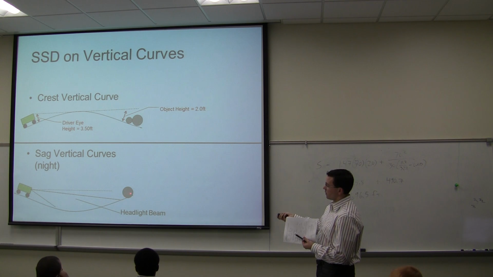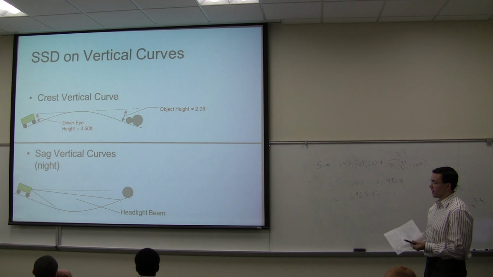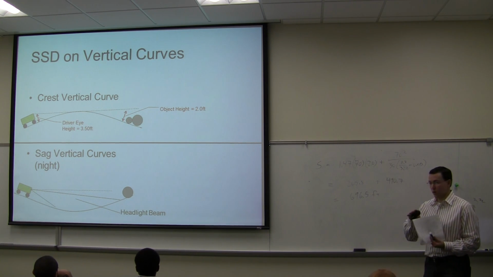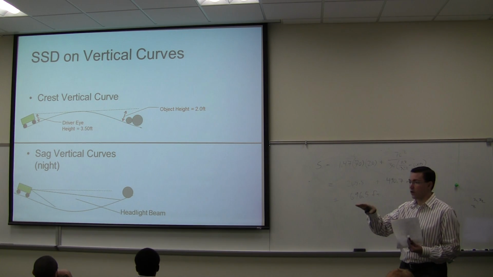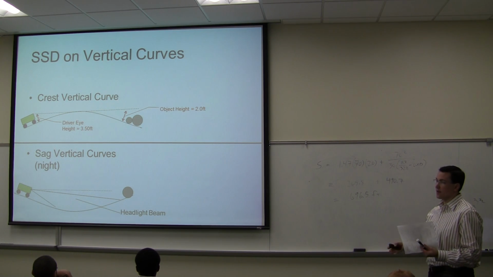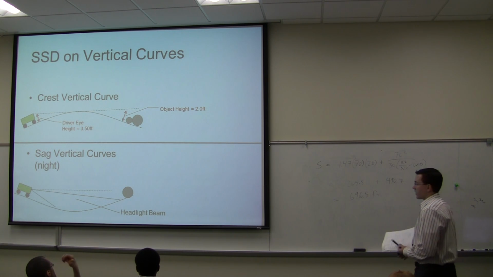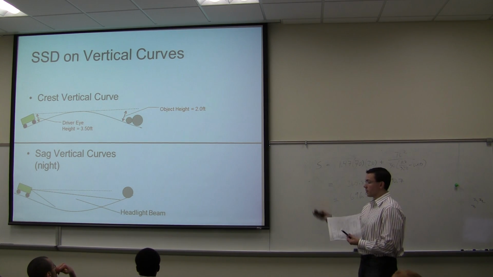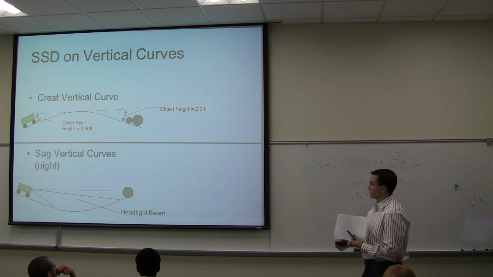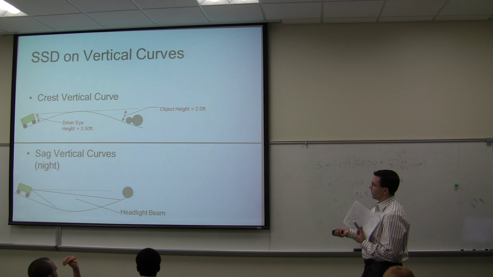For the sag vertical curve, really the controlling condition is the nighttime, where you're restricted by how far ahead your headlight beams are going to illuminate the roadway. Because obviously in the daytime, unless there's a bridge structure or something actually blocking your line of sight, you should be able to see as far as the uphill goes. But at night, you can only see as far as your headlight beam.